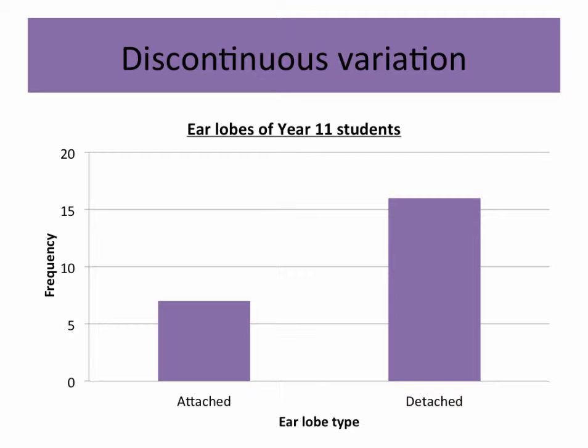Here's an example of discontinuous variation of my Year 11 students. The example I chose was earlobe type. So was the earlobe attached or detached? As you can see, the students fell into either the attached or the detached column. There is no in-between value there. It can't be a little bit attached. And this is because it is decided by genes.